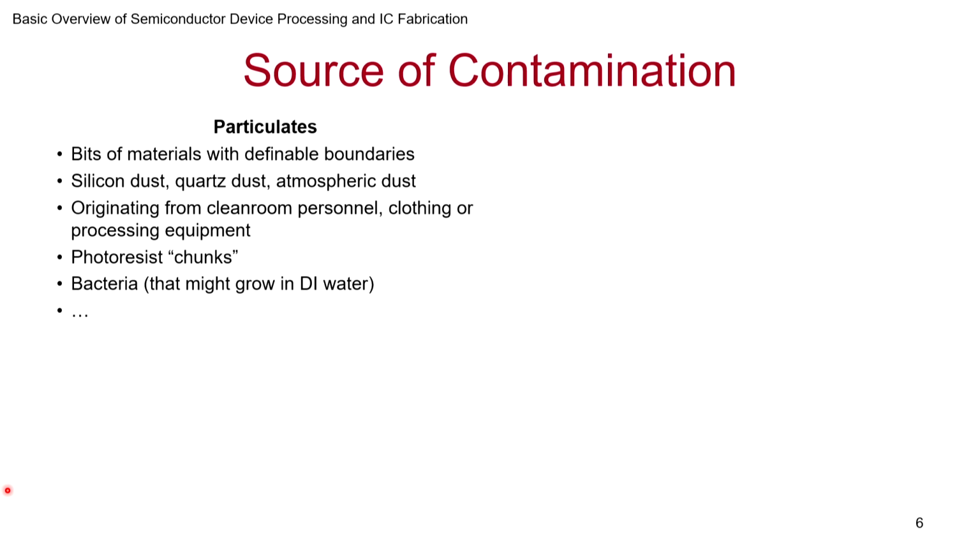The sources of contamination, first, of course, both are equally important, but particulates is one of the common sources of contamination. Essentially, these are bits of material which are known boundaries. It's not a film or something. It's something that floats in and falls on the wafer, or some part of some structure that was there breaks and comes. Some photoresist was there, forms a flake. So these could be silicon dust, quartz dust, or even atmospheric dust.